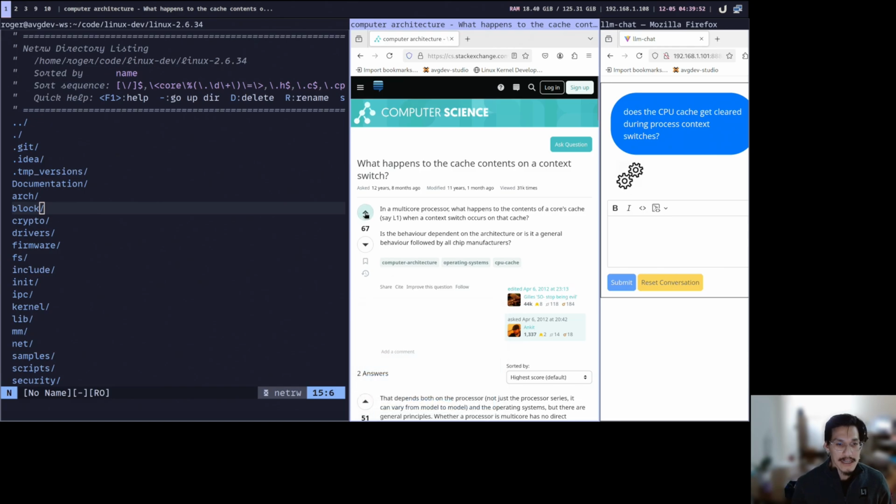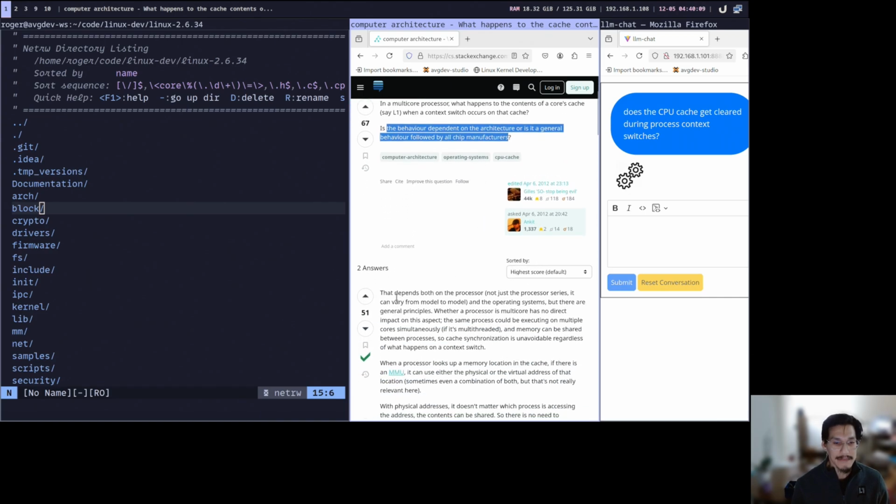Wow, there's so much junk here. In a multi-core processor, what happens to the contents of a core's cache, let's say L1, when a context switch occurs on that core? Is the behavior dependent on the architecture, or is it a general behavior followed by all chip manufacturers? So that depends both on the processor. It can vary from model to model and the operating system, but there are general principles. Whether a processor is multi-core has no direct impact on this aspect. The same process could be executed on multiple cores simultaneously if it's multi-threaded, and memory can be shared between processes. So cache synchronization is unavoidable regardless of what happens on a context switch.